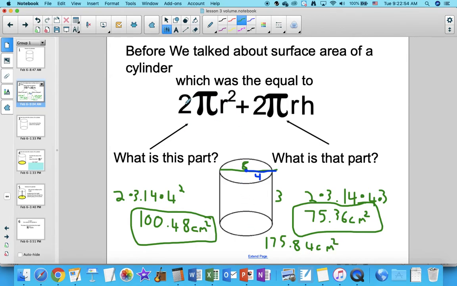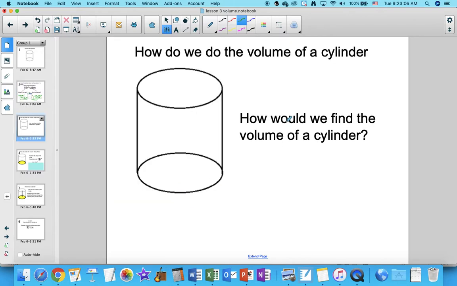Do this part first, fill in the blanks. Do this part second, fill in the blanks. Whatever you get here, add it to there. You get your answer, your surface area. Okay? But what about volume?